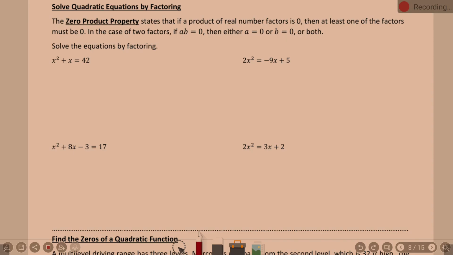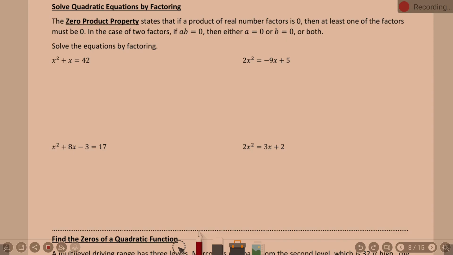Thoughts or memories of where we begin? What do you remember or what do you guess? What has to happen before we can factor? Can I factor it the way it is? Why not? Can I factor with an equal sign in the middle? No. What do we need to do?